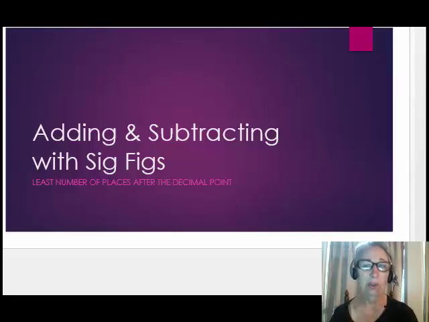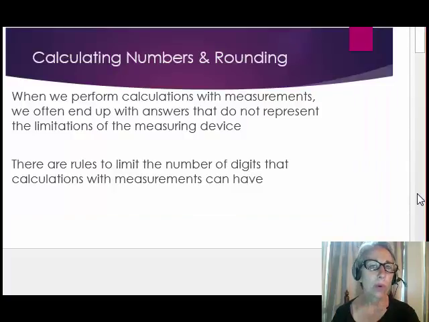Chemists, including you, often have to mathematically manipulate measurements, and there are rules that must be followed to correctly express the answers. When we perform calculations with measurements, we often end up with answers that do not accurately reflect the limitation of the measuring device used. Calculators are programmed to do math, not determine Sig Figs. It's up to us to augment our final answer as necessary according to the rules.